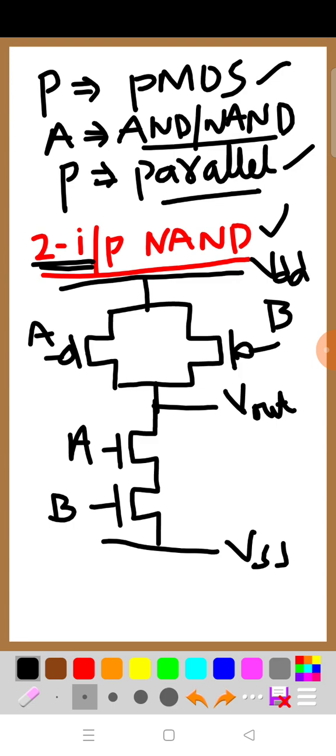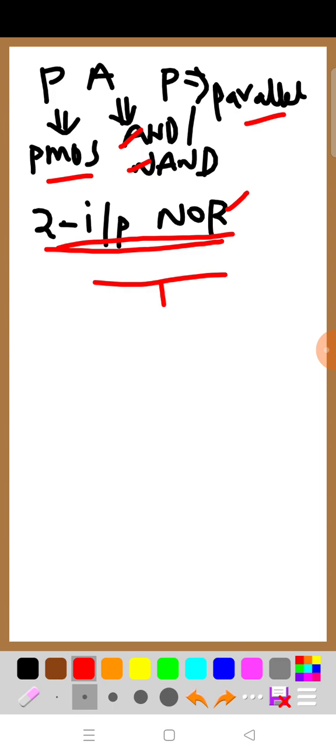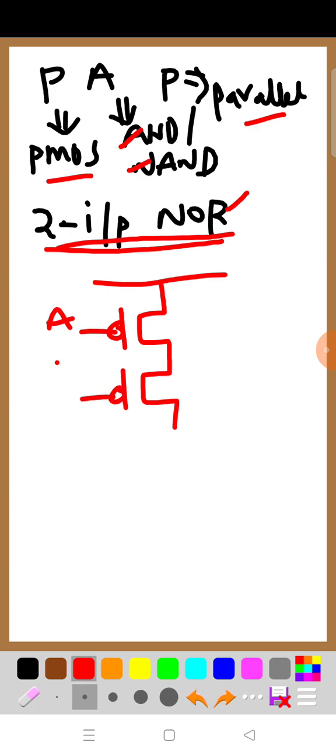Further examples we will consider. You can observe very clearly here. Now you can observe how to design a 2 input NOR gate. Is it clear? You know that in AND or NAND, PMOS should be in parallel, then in OR or NOR, PMOS should be in series. Absolutely. Now you can observe that I am going to consider 2 PMOS transistors. They are going to be connected in series. I hope you are clear. Let us consider A, B.